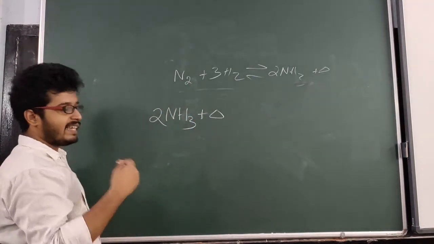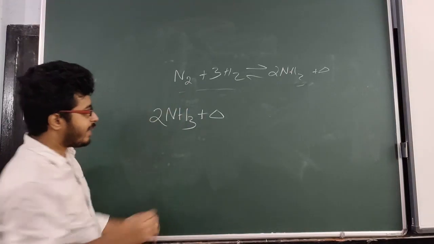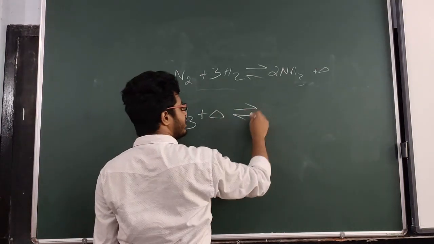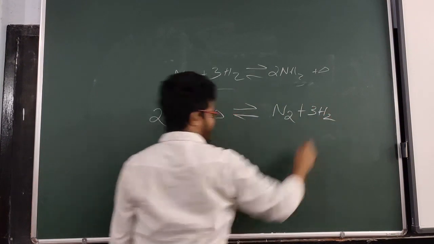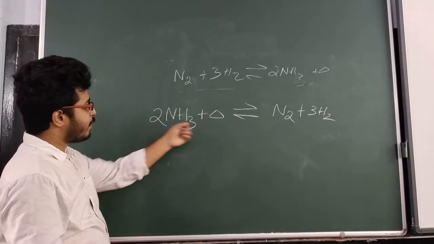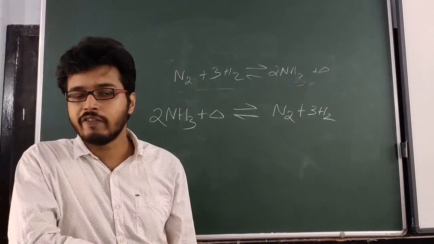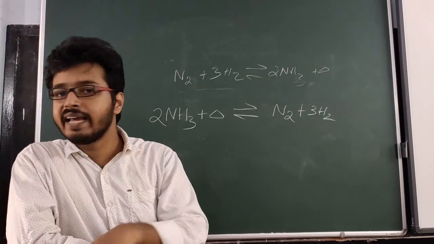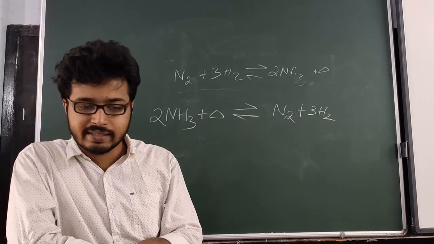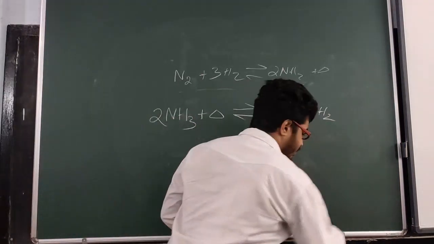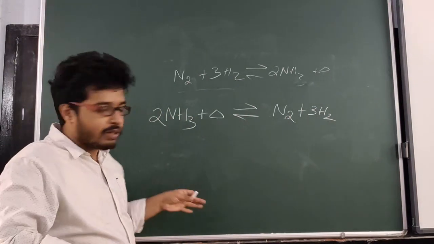if we increase the temperature of the container that contains ammonia gas, the ammonia gas will split into its component gases, that is N2 plus 3H2, by absorbing heat energy. Okay, this is the thermal decomposition of ammonia. It can happen at higher temperatures, above some 600, 700 degrees Celsius. It will decompose faster at higher temperature. So this is the thermal decomposition of ammonia.